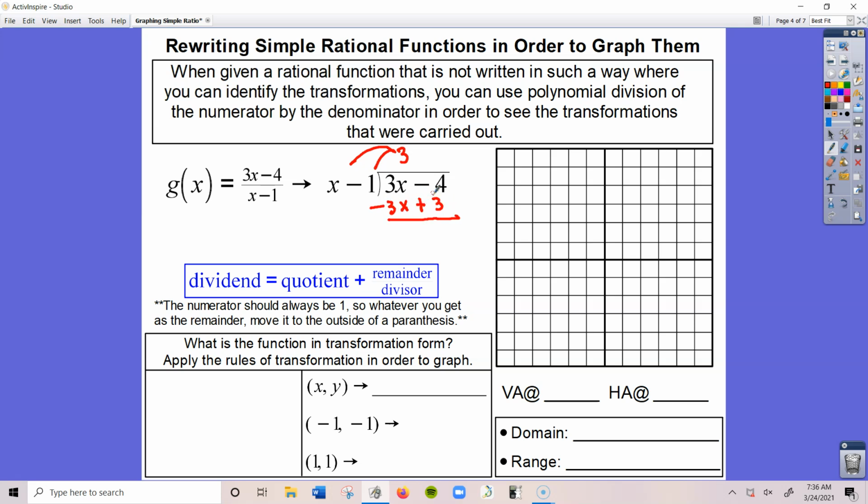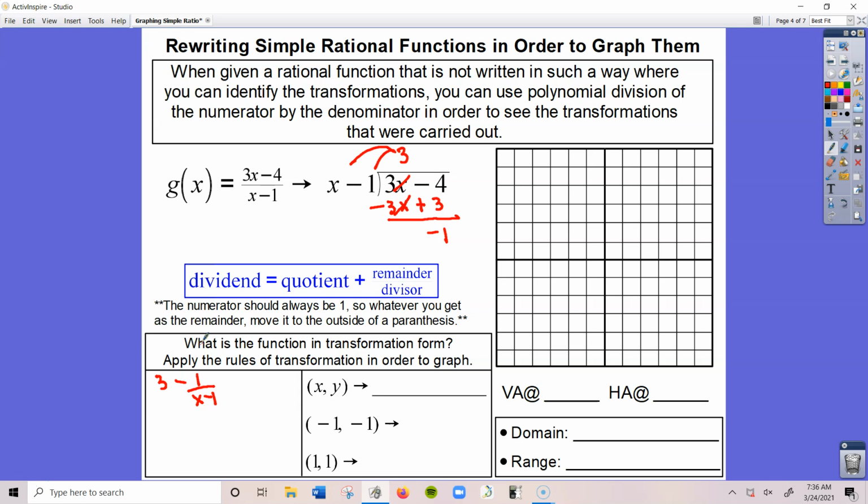And hopefully you remember this from our previous unit. So we can cancel out these 3x's, and then negative 4 plus 3 is negative 1. Now, how does this work? When we rewrite this, and how we learned to write our answers from long division, we write the quotient, which is 3, and then we add the remainder, which in this case is negative 1, so I'm going to subtract 1, and we put it over what we divided by, which is x minus 1.